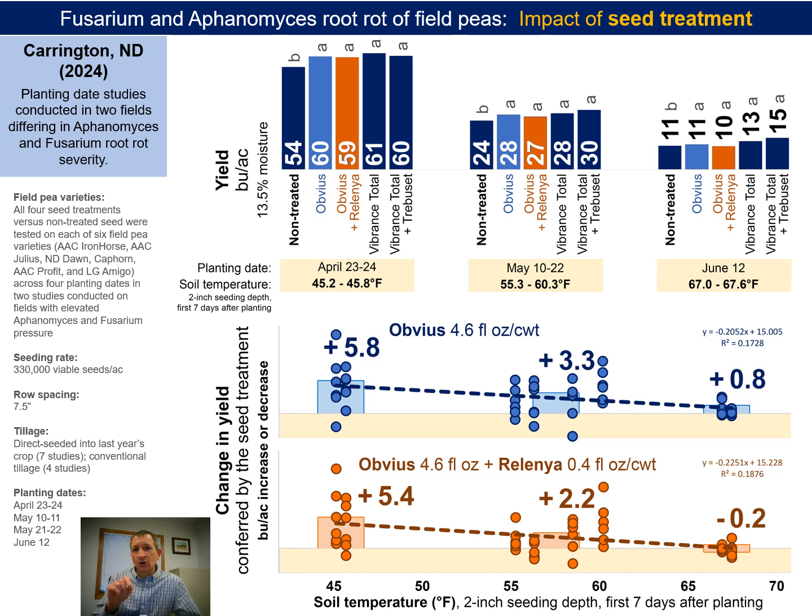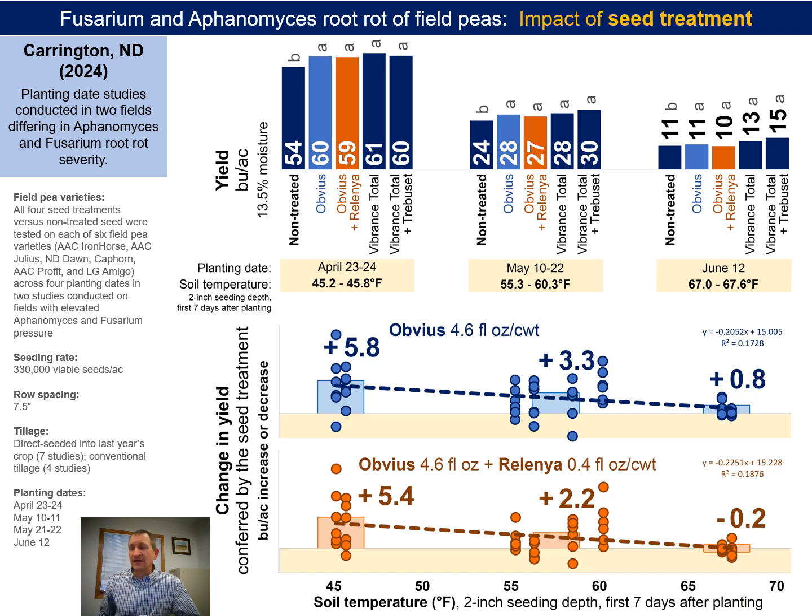Okay, and so what you can see right away here, and now look at Obvious alone. The yield gain conferred by the fungicide seed treatment relative to soil temperature, this is exactly what we saw in our testing in 2017 to 2020. Notice we have a yield gain of almost 6 bushels an acre in the really cold soils. That yield gain comes down to about 3 bushels an acre in those moderate soil temperatures and tapers down to about 0 as you get to the really warm soils.